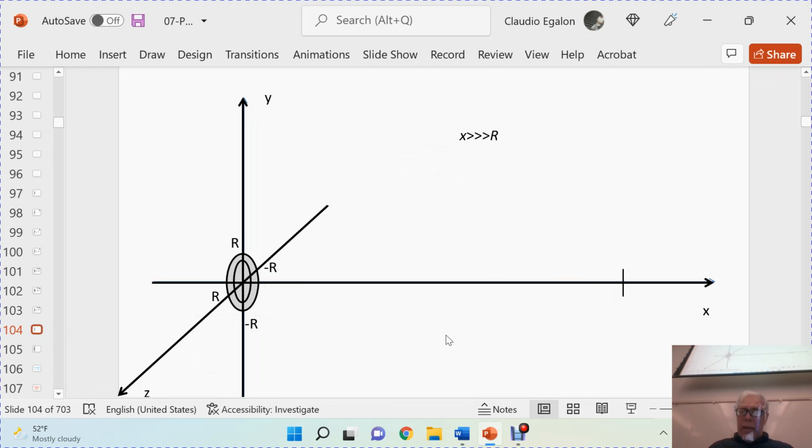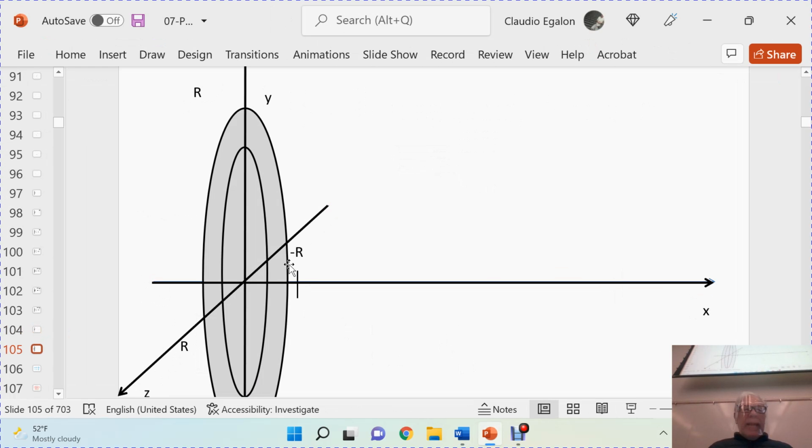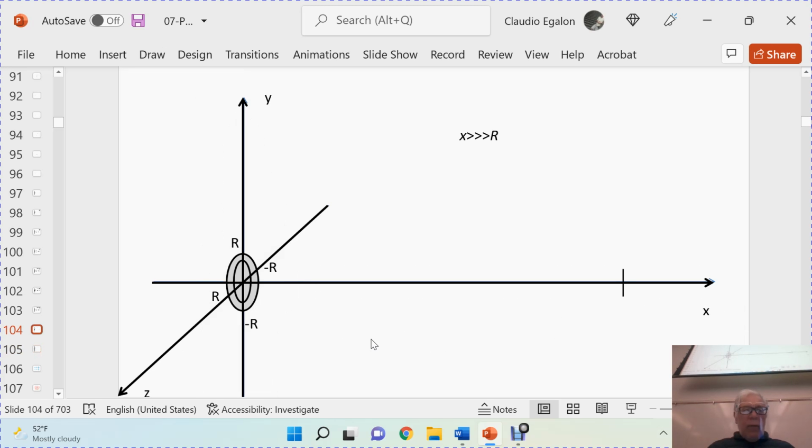Okay? But what happens if you get the x at a position that's very close to the disk? We can do that too. Here you go. We don't need the ring there anymore. I'm going to take out the ring here as well. What about, we did x much greater than r, what about r much greater than x?